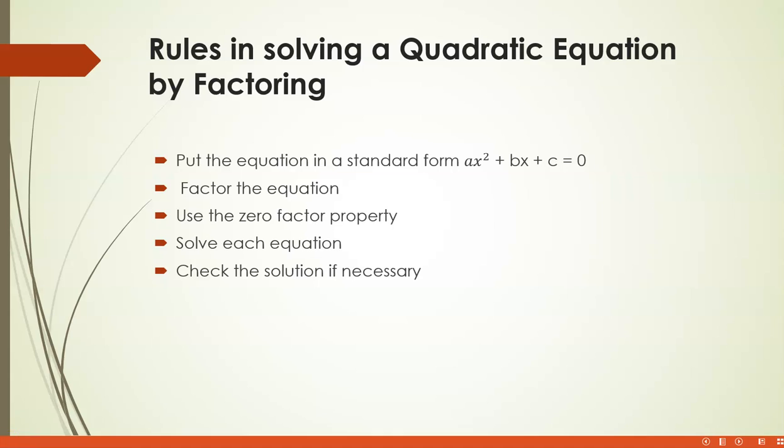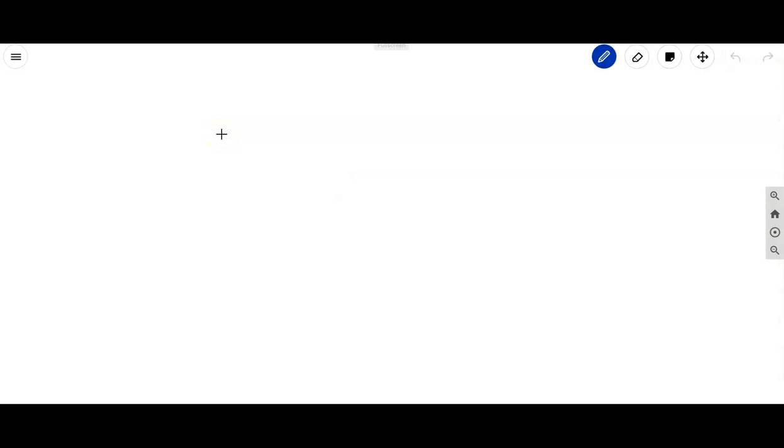Okay, let's do some examples. Example number 1. For example, we have x squared plus 5x plus 6 equal to 0. So you're going to factor this equation. What are the factors of 6 that will give us 5?